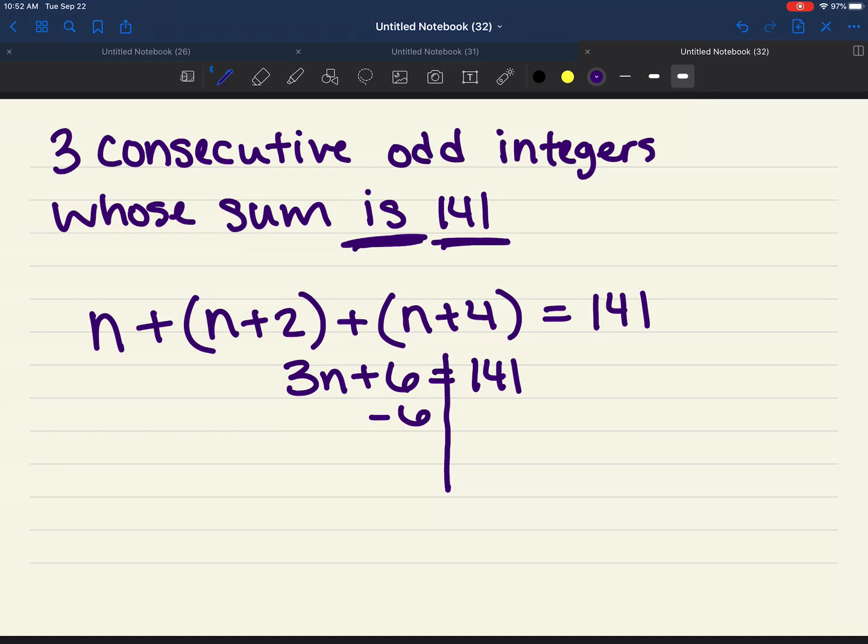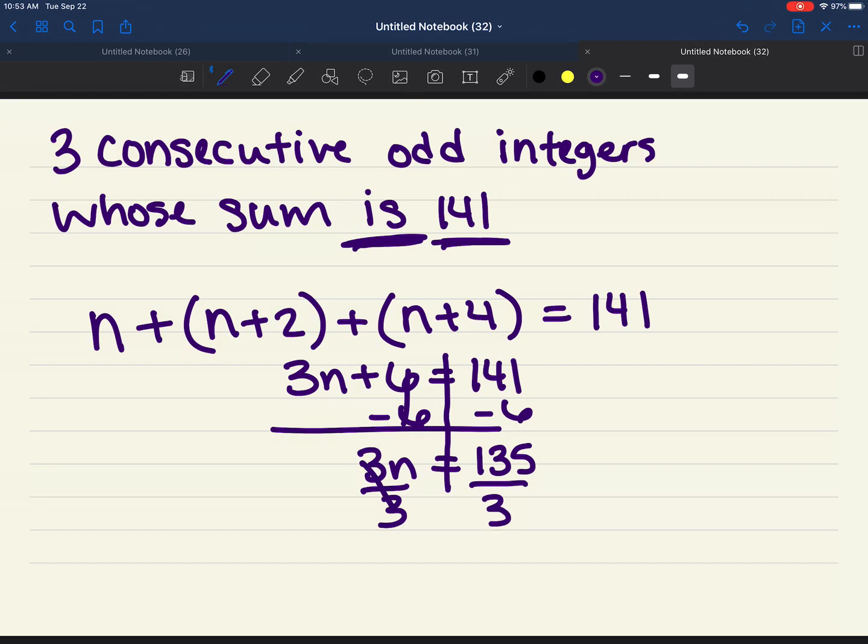Subtract 6 from both sides. What's 141 minus 6? 135. And then you would do what? Divide by 3. What would you get for n? You do it. How many times does 3 go into 13? 4. How many times does 3 go into 15?